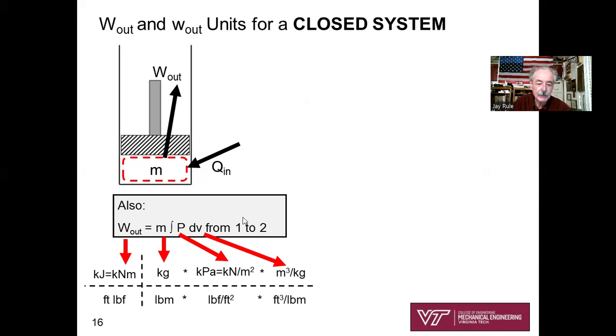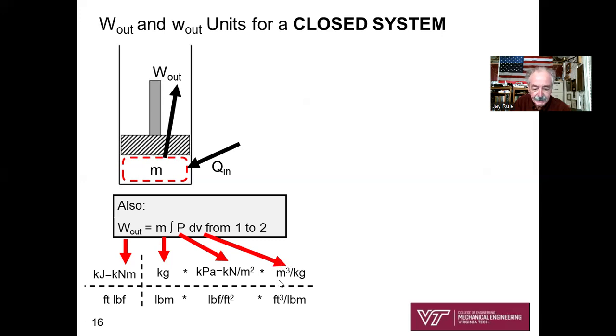So let's look at units for this type of closed system, quasi-equilibrium process where you're forced to work with little v. Okay. Left-hand side, work out, you know the drill. It's got to be kilojoules or kilonewton meters. Okay, we'll work in SI first. So m is going to be in kilograms. P needs to be in kPa or kilonewtons per square meter, and dv, the incremental change in specific volume, is in cubic meters per kilogram.